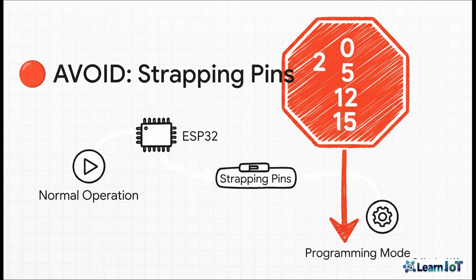Now, on the flip side of that map, you've got the pins to avoid. These are called the strapping pins. Think of it like this. When the ESP32 wakes up, it looks at these 5 pins to get its instructions. Should I run the code or should I go into programming mode? If you have a sensor or a relay connected, it might pull the pin high or low, giving the ESP32 the wrong instructions at boot. So just leave these alone.